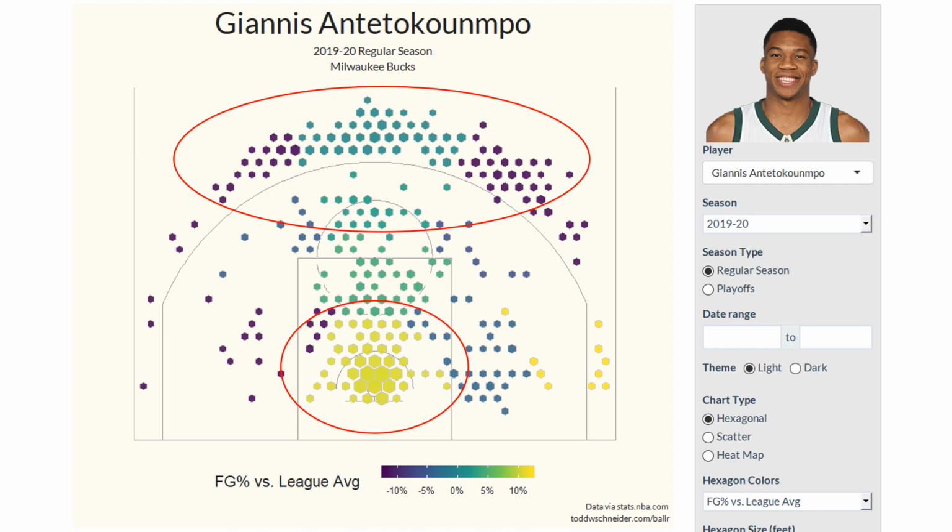Everywhere else on the court, the hexagons are very small, meaning that he doesn't shoot the ball there very much, which appears to be a good thing because except for the left side, he's very inefficient. And yes, while the yellow is on the right of the image, it is on the left relative to where the players stand on the floor.